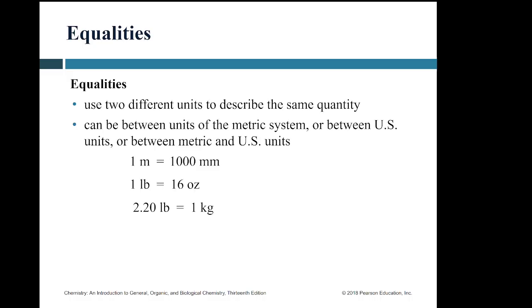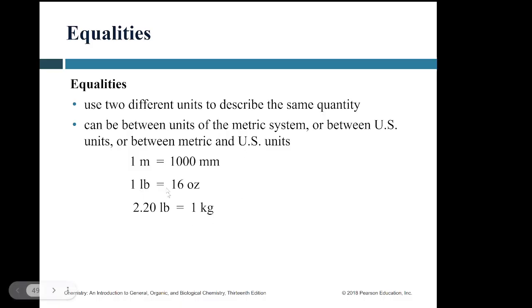So, equalities, again, are 2 different units that describe the same quantity. These can be between units of the metric system, between U.S. units, between metric and U.S. units. You can have an equality for basically anything. In this case, 1 meter equals 1,000 millimeters. Here we have 1 pound equals 16 ounces. These are both exact numbers because they are definitions. The ounce is defined based on the pound, right? So 1/16 of a pound, that is an ounce, period.